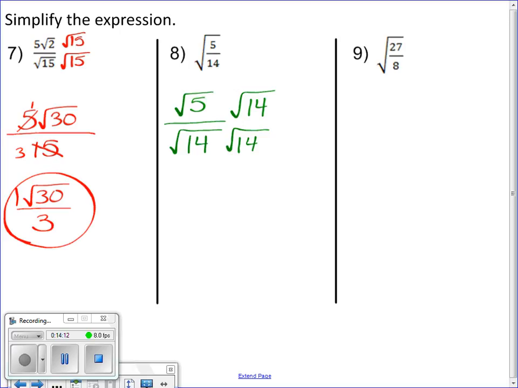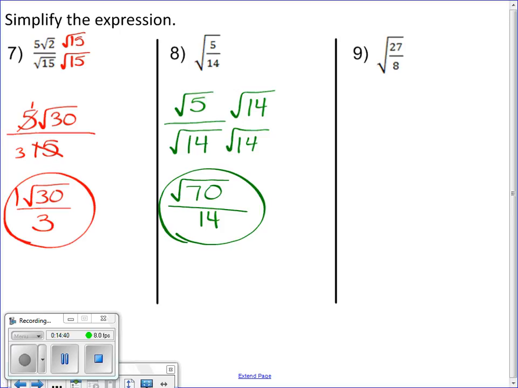Radical 5 times radical 14? Good. Radical 70 over 14. Can I do anything with radical 70? Why not? Very good. If you try a factor tree, there's no pairs. So as far as you can go. You'd think, right? A number as big as 70, you'd think there'd be some pairs in there, but there's not.